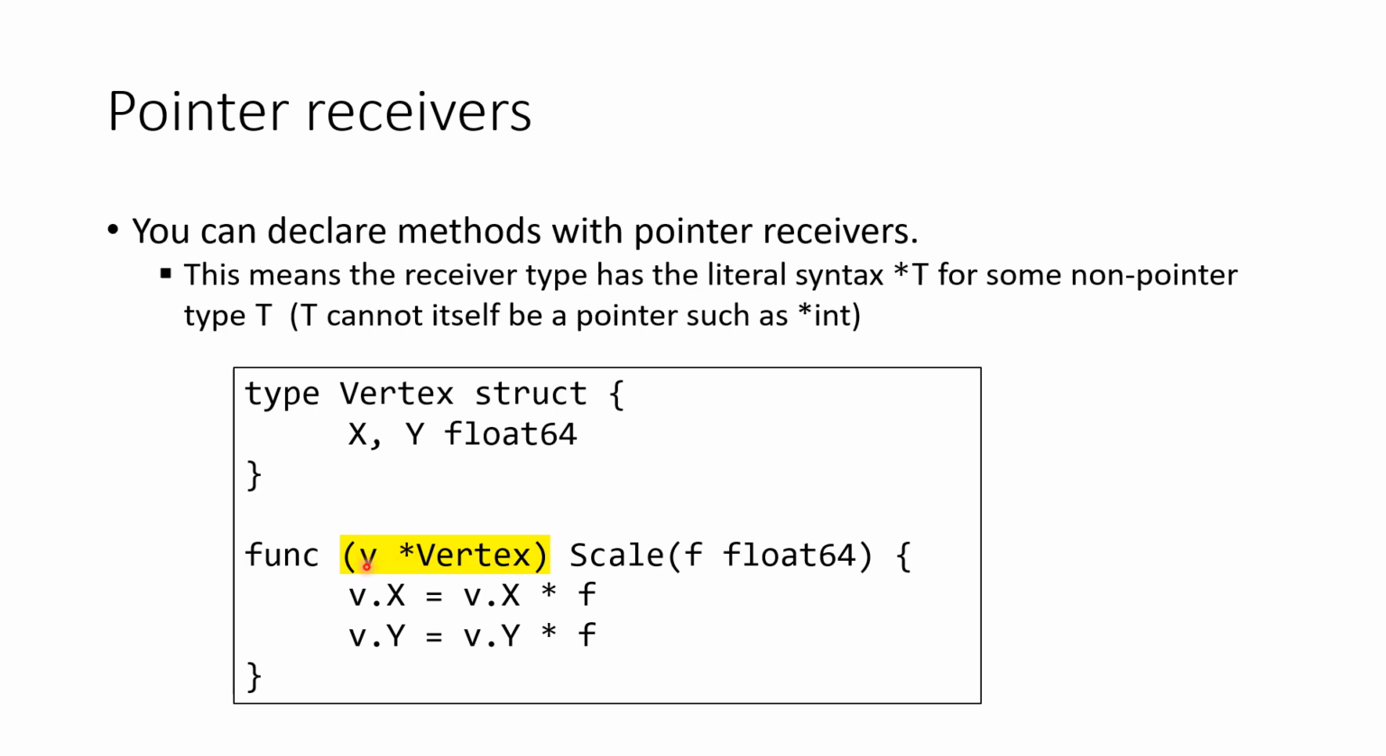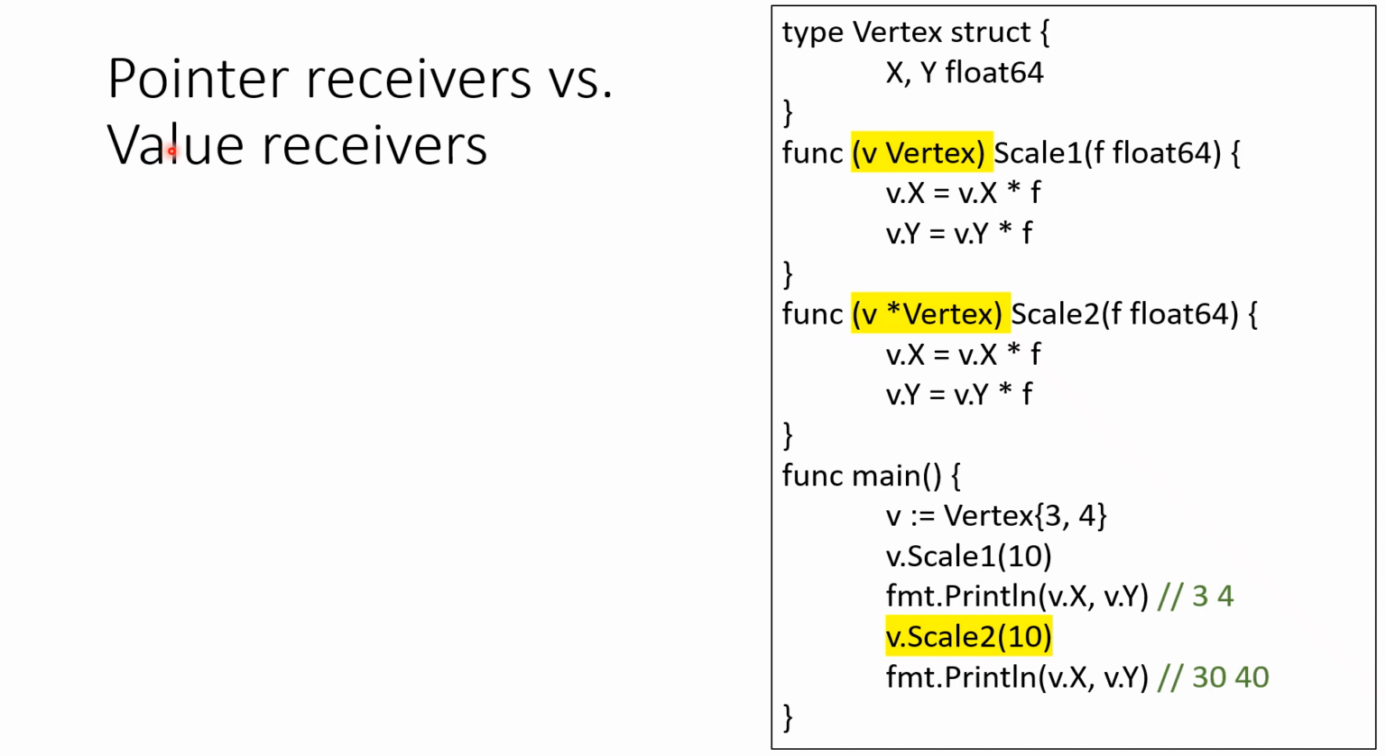So the receiver v in this example is a pointer receiver. So v is a pointer to Vertex, and you can use the dot operator to access the fields of the Vertex instance pointed to by v, as in any pointer to a struct type. The receivers whose types are not pointer types are called value receivers.